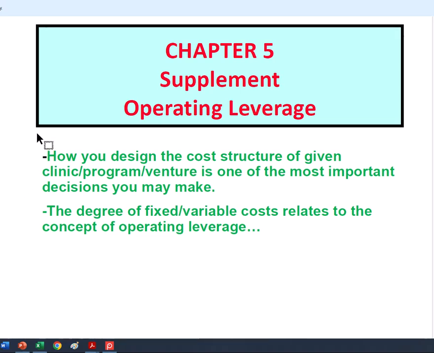Okay, we're going to talk about operating leverage here. So we understand the concepts of cost structure. Now this talks about how we might design a cost structure of a given program or venture.